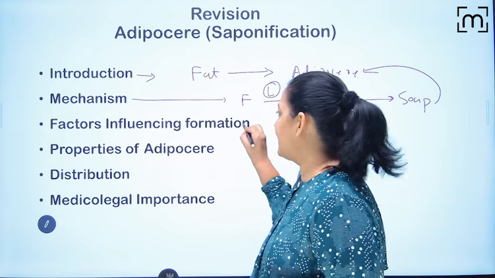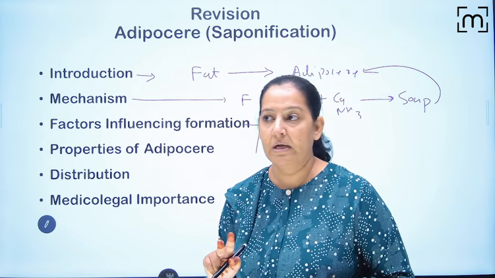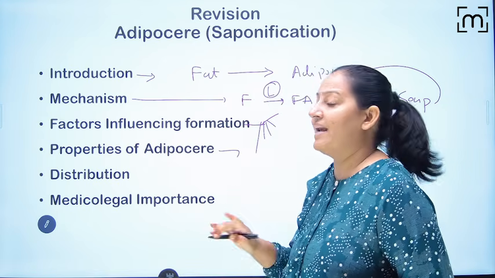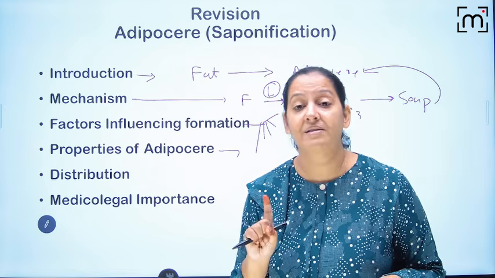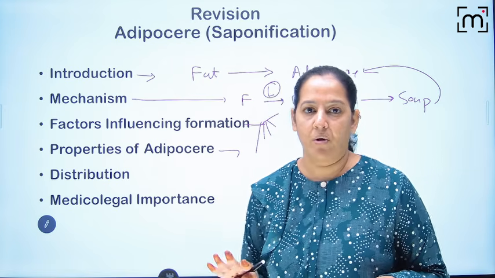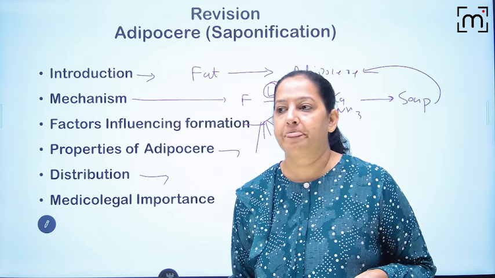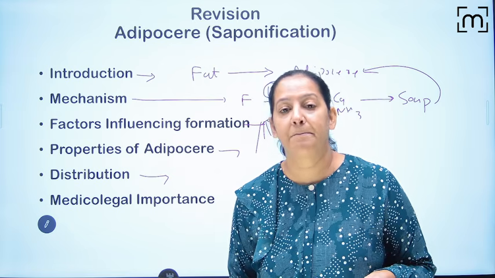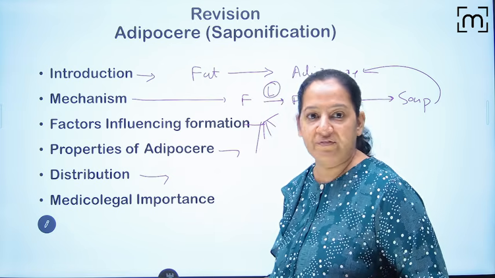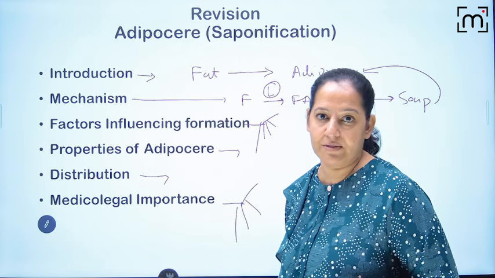Easy. The 5 factors I told you, please learn the same: temperature, moisture, lean and obese body, the same factors. Okay. Properties of adipocere: tell its color, tell its texture. The color is yellow, white, the texture is greasy. So you have to write down all the properties. Distribution: it starts with subcutaneous fat of cheek, face, breast, buttock, thighs, and then it goes to deep fat of the internal organs. Medico-legal importance: learn the 4 points of medico-legal importance you already know.